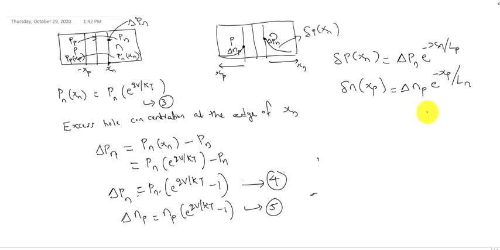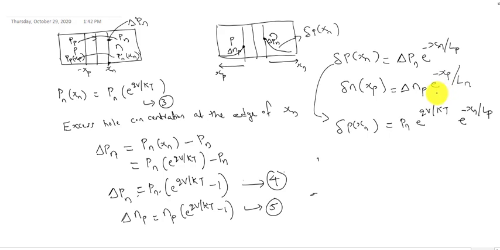So we know the value of delta Pn. From equation 3 we can substitute into del P of Xn. On substituting equation 3 into del P of Xn, we get Pn into e raised to Qv by Kt minus 1, into e raised to minus Xn by Lp. So this equation can be written like this. Similarly, we can write the value of del N of Xp. So these are the solutions for the diffusion equations.